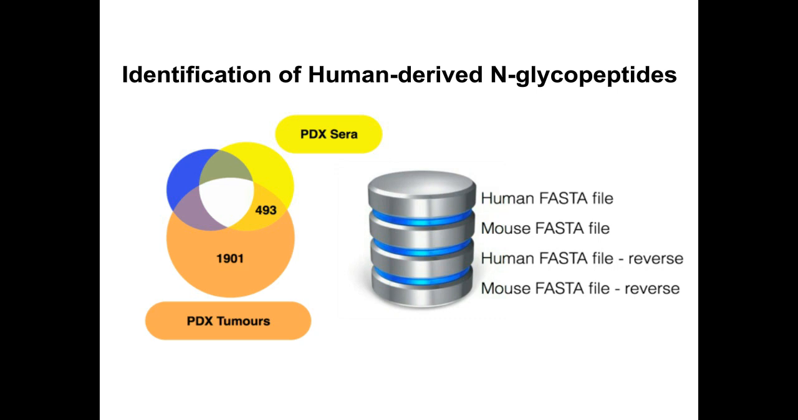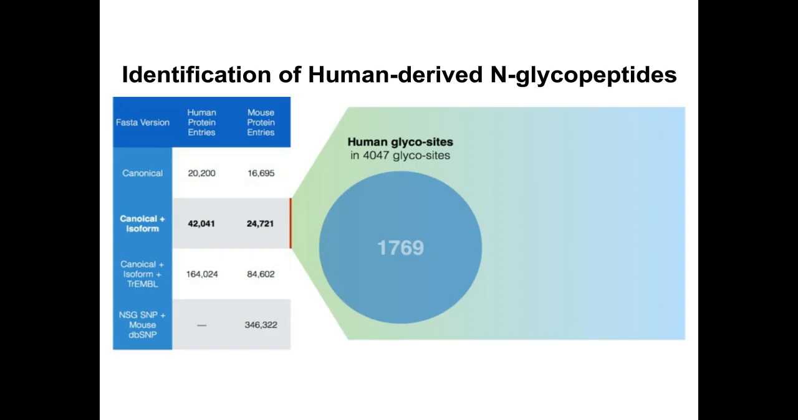And you can see the results of this. So of the 4,047 quantified glycopeptides, 1,769 mapped uniquely to a human peptide sequence in the database that we used for our original searches, which is highlighted in bold here. So we use databases of canonical and isoforms containing about 42,000 human protein sequences and about 24,000 mouse protein sequences.